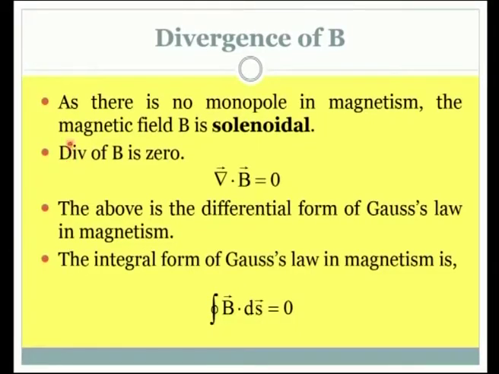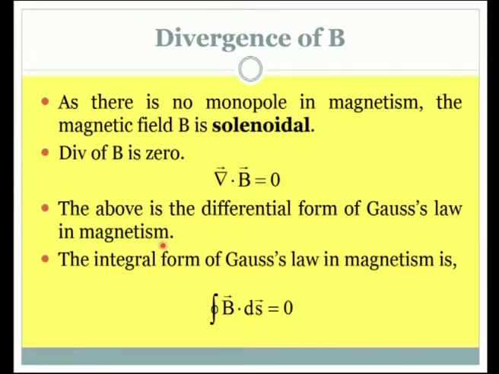So, for such fields, the divergence, the div of B, is 0. What is div? We have a del operator here. I hope these are all very familiar terms. So, del dot B is 0 because it is a solenoidal field. The above is the differential form of Gauss law in magnetism.